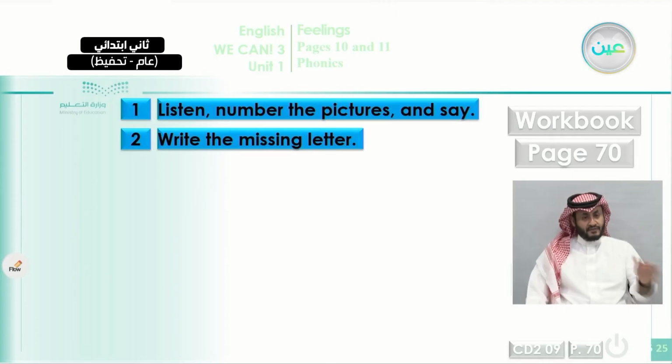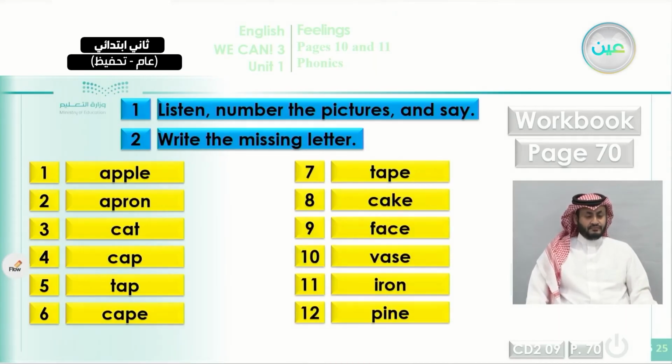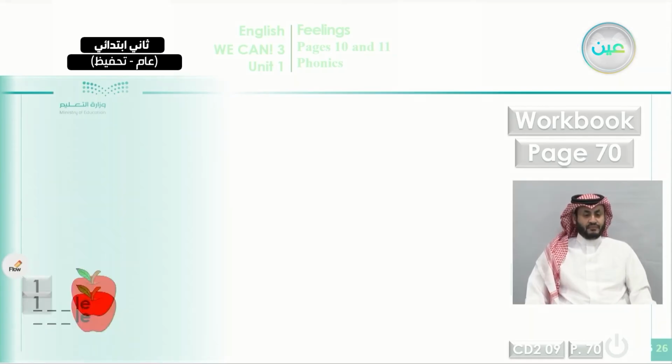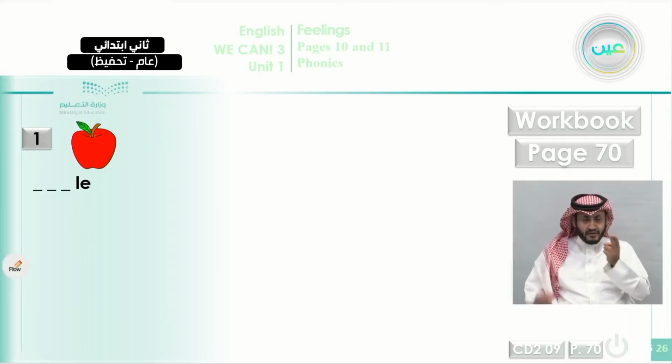Now listen, number the picture and say, write the missing letters. Also, this is another exercise which is on page number 7. We need to answer it. You will have these words, as you can see here. Apple, apron, cat, cap, cape, tape, cake, face, vase, iron, pine, and time. Let's do this exercise all together now after listening. Okay?